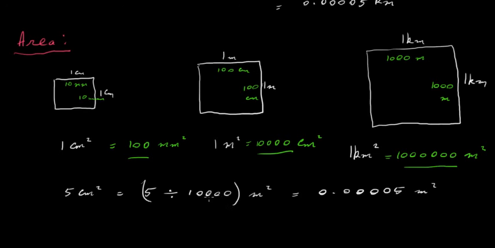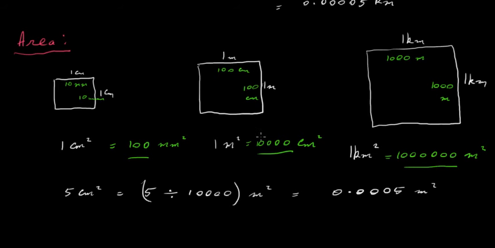Wait, now 1, 2, 3, 4. So I put in too many zeros there, so I'll just take one out. So it's 1, 2, 3, 4 zeros. Yeah, we divide by 10,000. So the decimal point goes to the left 4 places. It was here, so we go 1, 2, 3, 4. Okay, so we've converted 5 centimeters squared to meters squared.